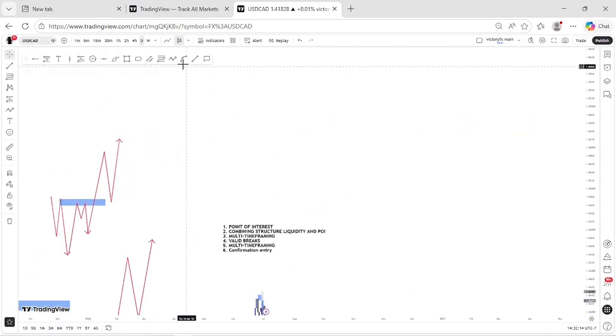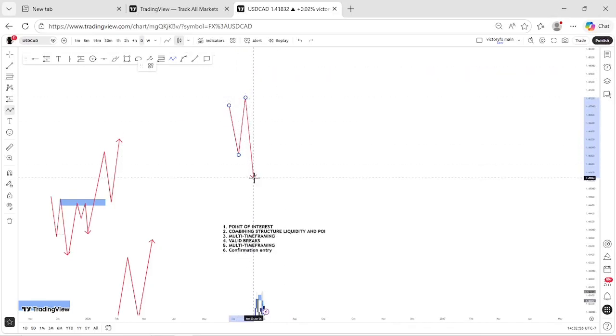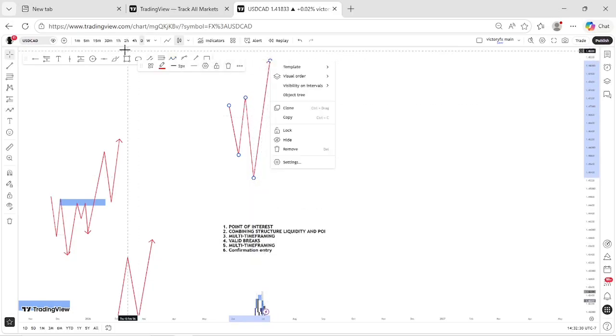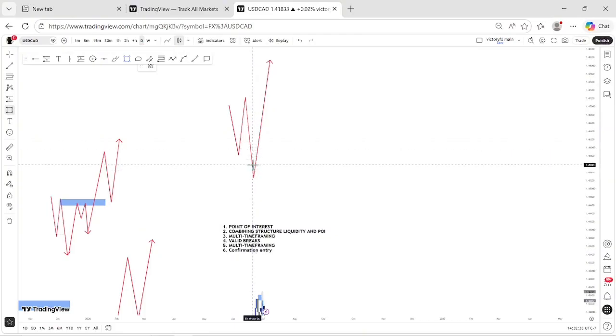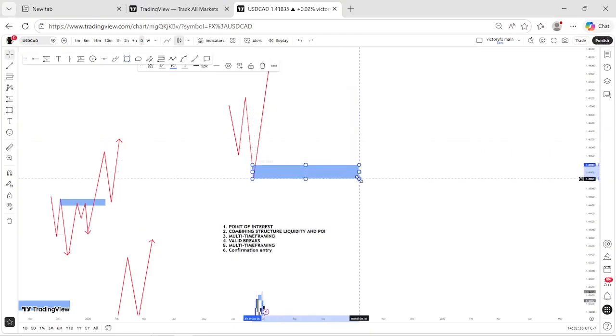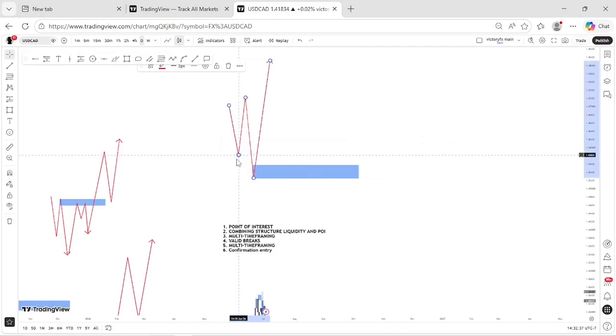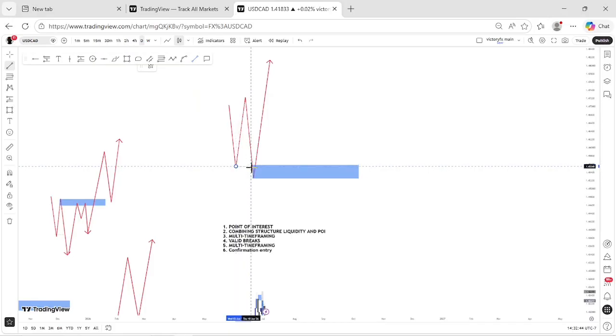First of all, you have to look for where your liquidity was taken out. We have this liquidity taken out, and then we have a break of structure. So now we have our point of interest: the low that caused the break of structure and swept liquidity. Your point of interest should sweep liquidity and break structure, right?